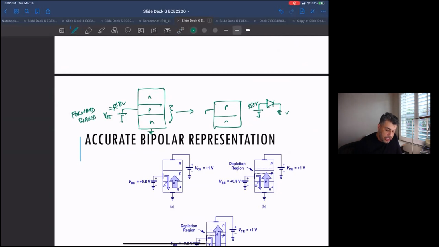I put 0.8 volts here and 0 on the emitter. Now, if I have a choice for what to put for the collector, let's make the collector, in this case, 1 volt. So the collector emitter voltage is 1 volt. Okay. Now let's look at this junction under that case.